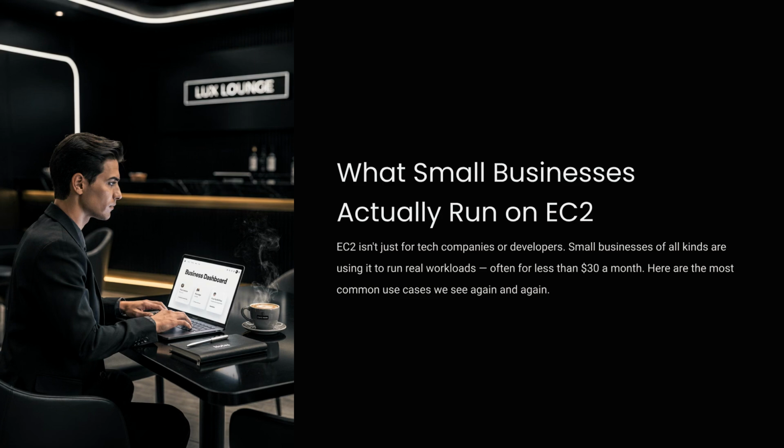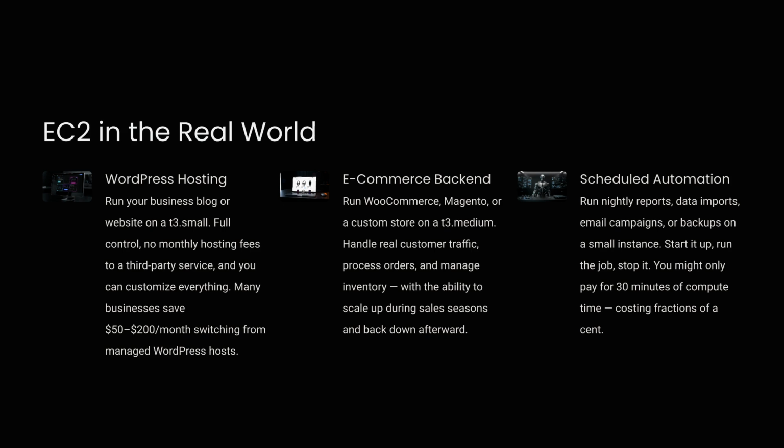EC2 isn't just for tech companies. Small businesses run real workloads on it, often for less than $30 a month. We see several common use cases that deliver significant savings and control. One common use case is WordPress hosting on a T3.small, offering full control and eliminating monthly hosting fees. Another is running an e-commerce backend on a T3.medium, allowing you to scale up during sales. Finally, EC2 is perfect for scheduled automation, running short-term jobs like nightly reports for fractions of a cent.